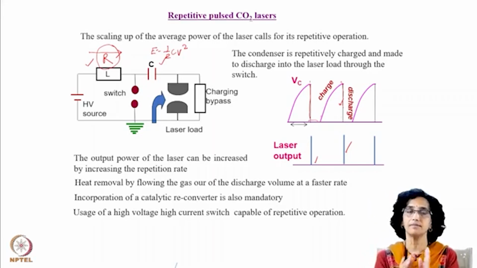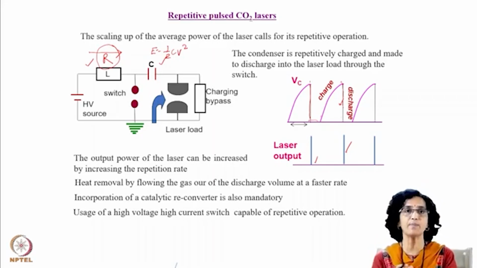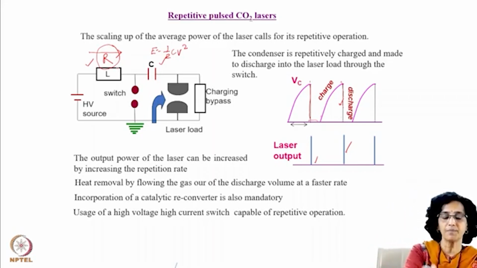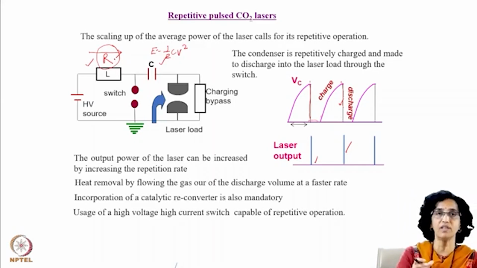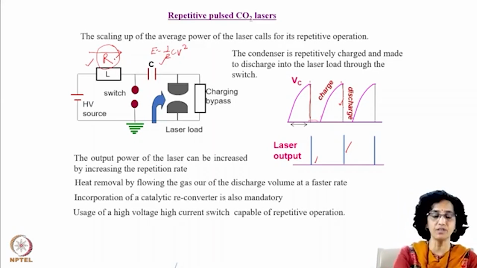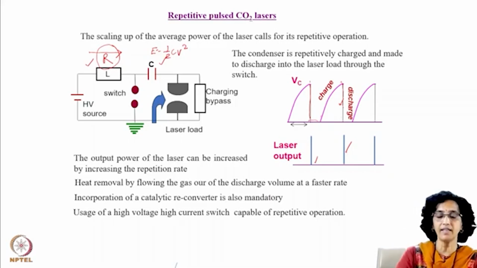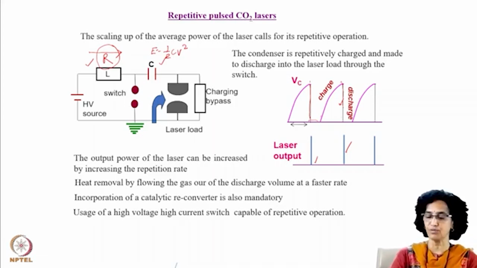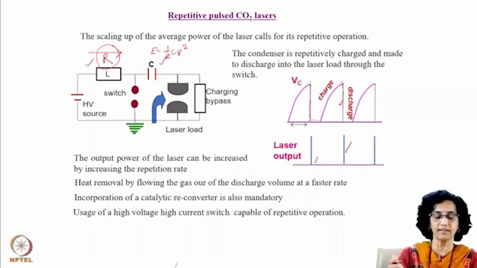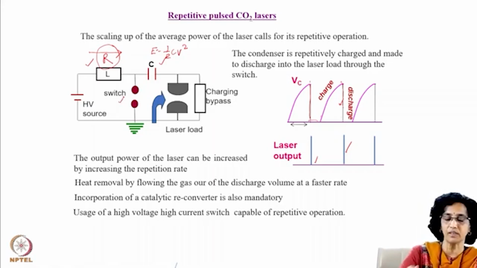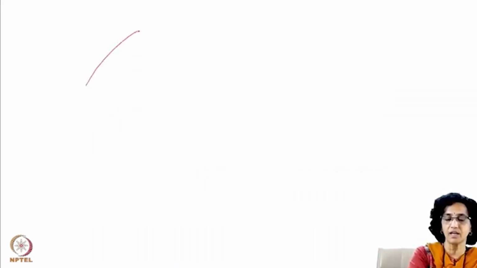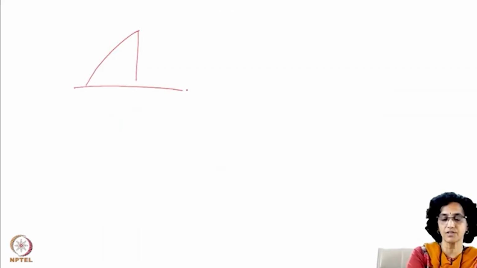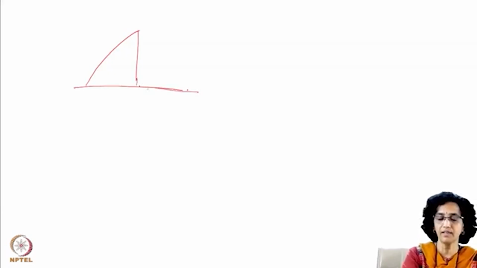So we know that inductance is a non-dissipative element, and therefore many times in place of resistance, especially when you want to go for high repetition rate operation, an inductance is used. Now, what should be the values of these resistance or inductance, and how should this switch be? What we are saying is that the condenser should get charged, discharged, and again charged and discharged as fast as possible.